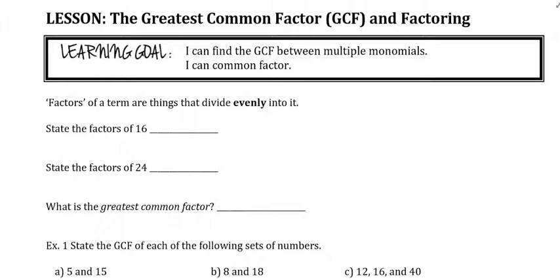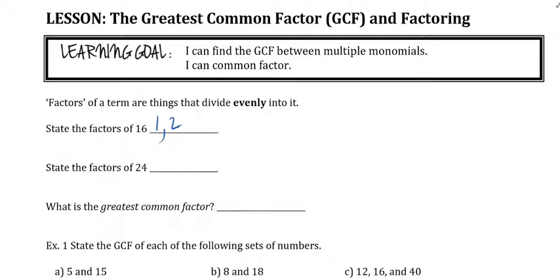So the first one, state the factors of 16. Now we're going to try to list them in order. Okay? And so I'm going to start with 1. Because 1 is a factor of anything. You can always start with 1. Somebody give me the next. 2. 2's an easy one because every even number has 2 as a factor. So 2's an easy one. If it's even, you start with 1 and 2.